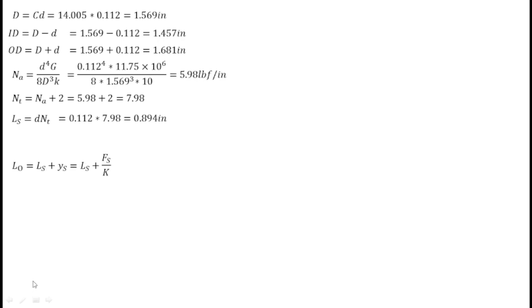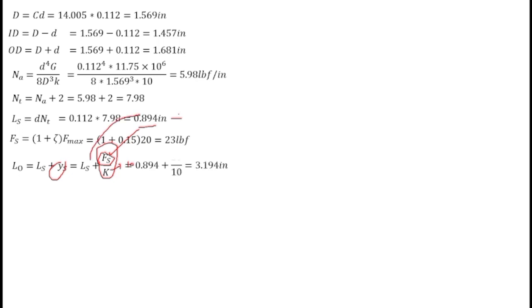Free length, as I told you, is equal to ls plus ys. You know that ls is this one, and you don't know about the ys, so this ys can be found from this. Now you need to have this Fs. So Fs can be found from this equation, that is 1 plus zeta into F max. Zeta is 0.15 and F max is 20 lbf. So 1 plus 0.15 will give you 1.15, and times F max of 20, it will give you 23 lbf. Putting this 23 over here, this k is 10, this ls is 0.894, that will give you 3.194 inches. That is the free length.